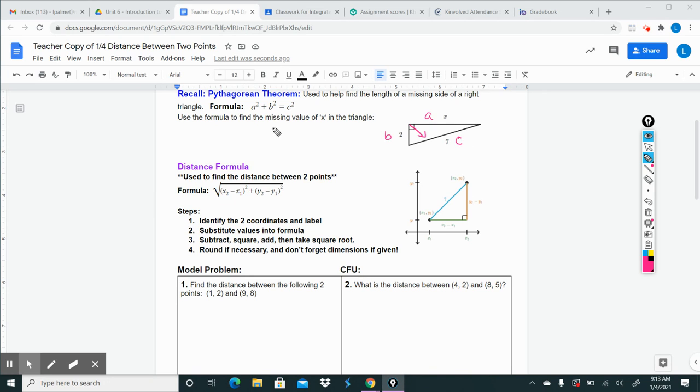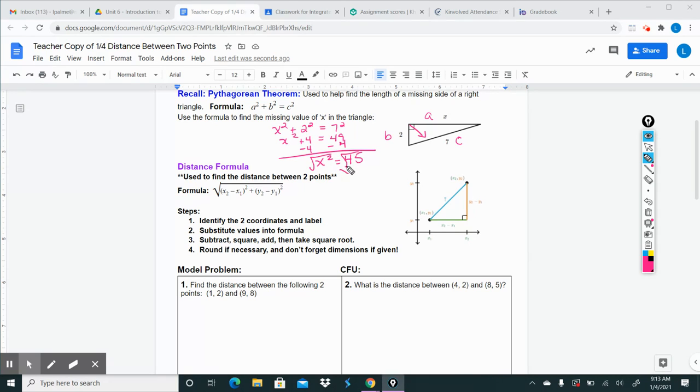So plugging in our values, we have x squared plus b squared, which is 2, equals c squared, which is 7. So we solve: x squared plus 4 equals 49. Subtract 4 on both sides because we need to get x by itself. x squared equals 45. Now, in order to find the value of x, we take the square root of both sides.